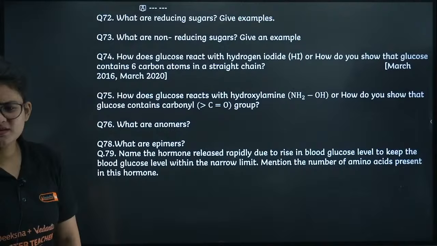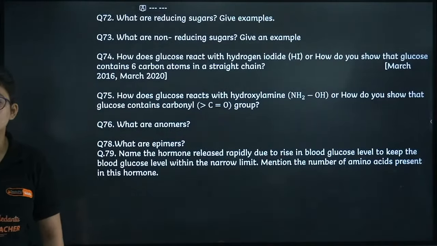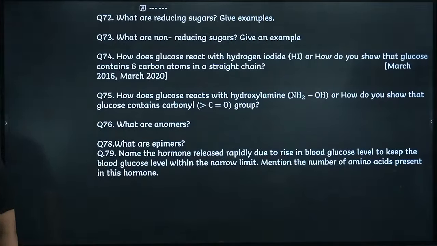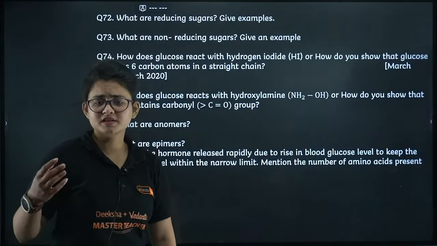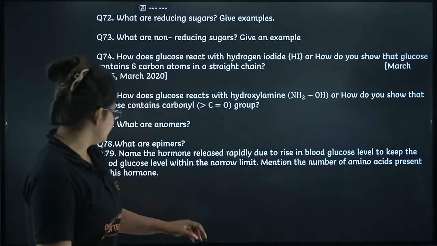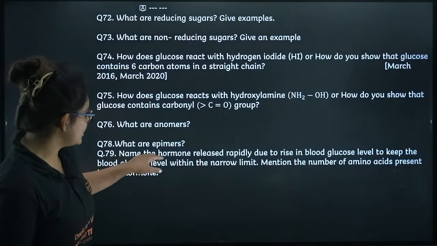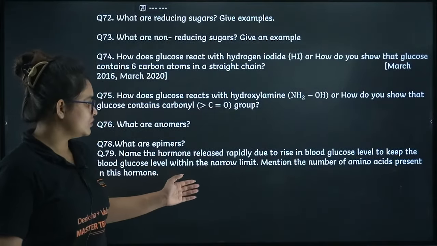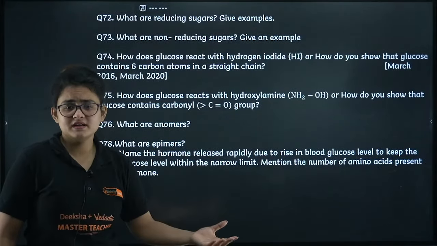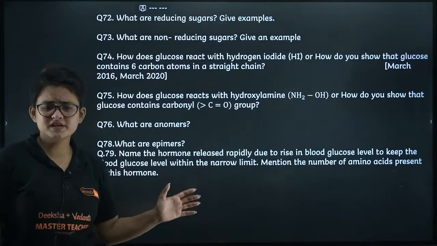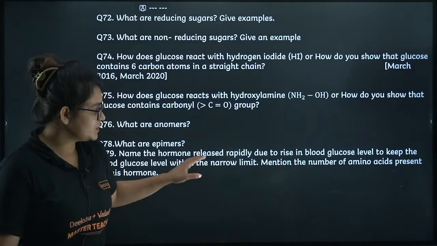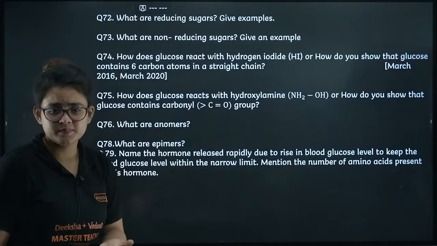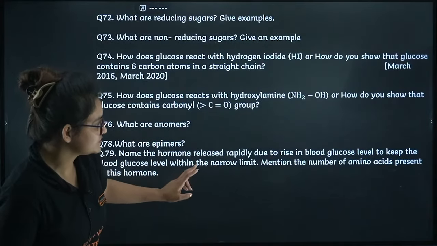Next, some very random question may come from the hormones itself. They can ask you the names of a few hormones and what the role of those hormones is. Here I can give you an example: the name of the hormone released rapidly to raise the blood glucose level, it's the insulin, you know. So any question can be given from the hormones, it's not really predictable. This is one of the most important because I have kept it from the model paper.